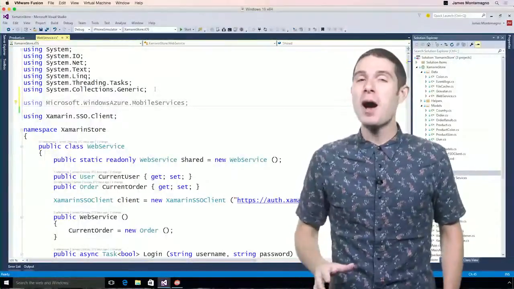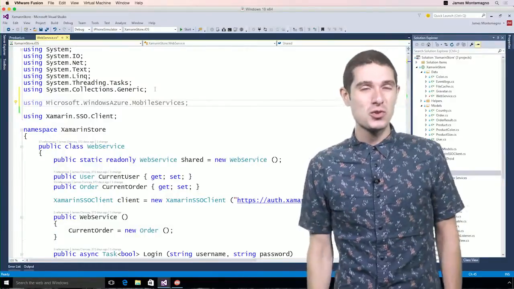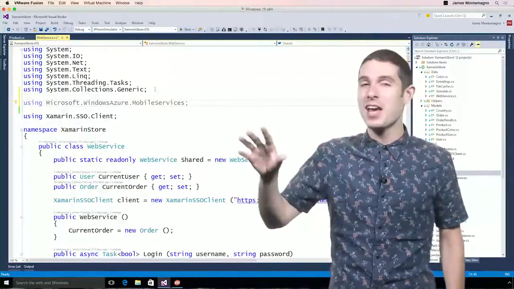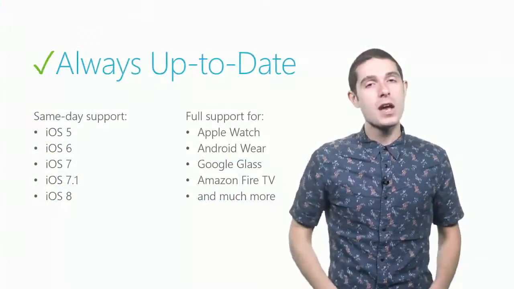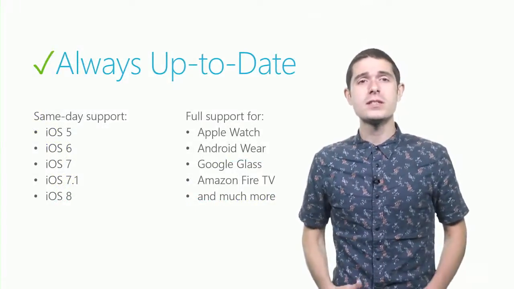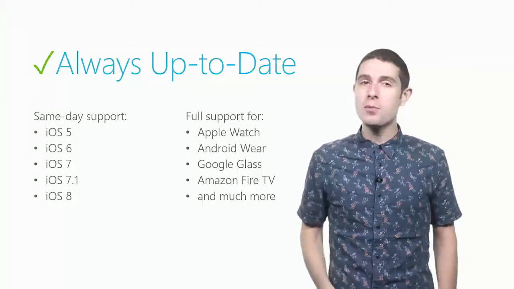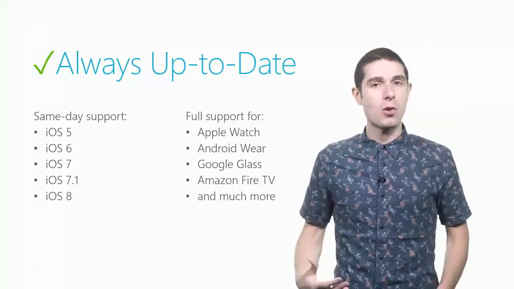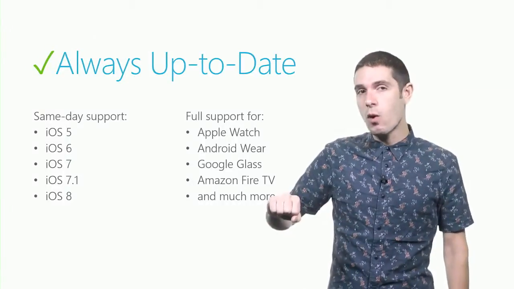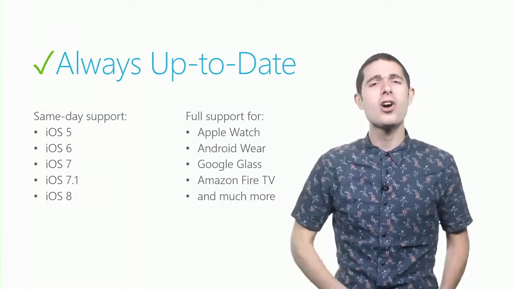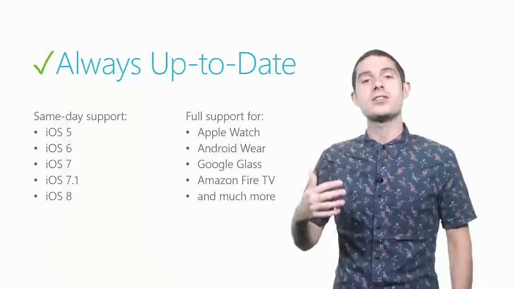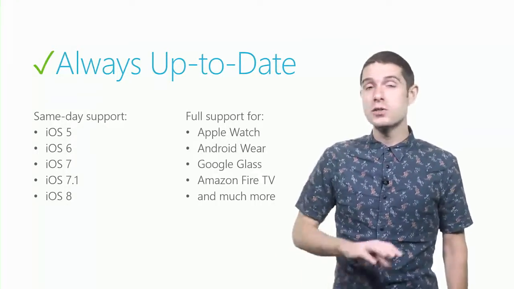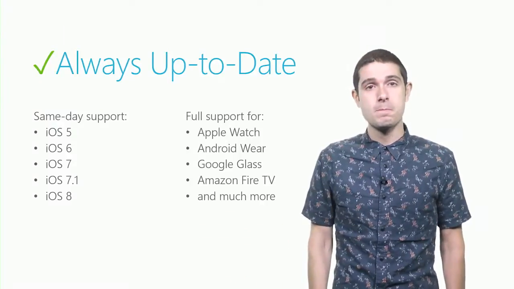Now, we just took a look at some popular code sharing strategies inside of Visual Studio 2015 with Xamarin to share code across iOS, Android, and Windows. And with Xamarin, you're always up to date with the latest and greatest technology. We've been shipping same-day support for iOS since iOS 5, and it's not just about phones and tablets anymore. We also have full support for Apple Watch, Android Wear, Google Glass, and all of the great Amazon devices such as Fire TV, enabling you to take your C# and .NET code to brand new emerging devices.